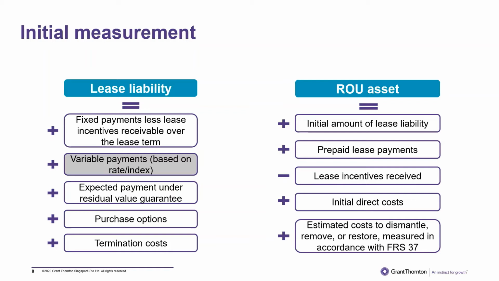If it's more than 1 year, you will discount it. Your entry could either be a leasehold improvement debit to provision for dismantling, or it can be ROU asset plus debit to provision for dismantling. But you need to do it in accordance with FRS 37.